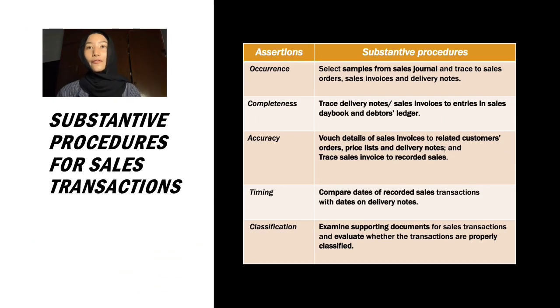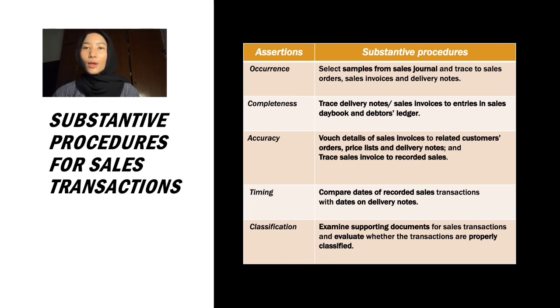These are 5 assumptions for substantive procedure for sales transaction. First, we have occurrence. The auditor needs to select sample from sales journal and trace it to sales order, sales invoice, and delivery note. Next, completeness. The auditor needs to trace delivery note or sale invoice to entry in sales day book and debtors ledger. Third, we have accuracy. Watch data of sales invoice to relate customer order, price list, and delivery note. They also need to trace sale invoice to record sales.